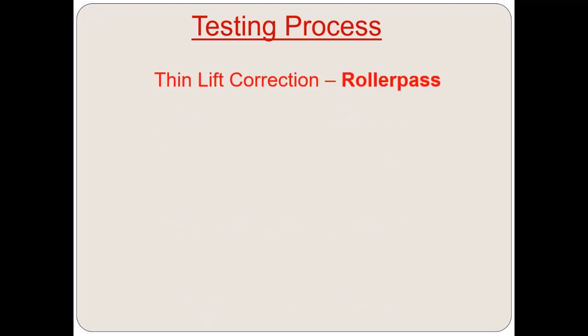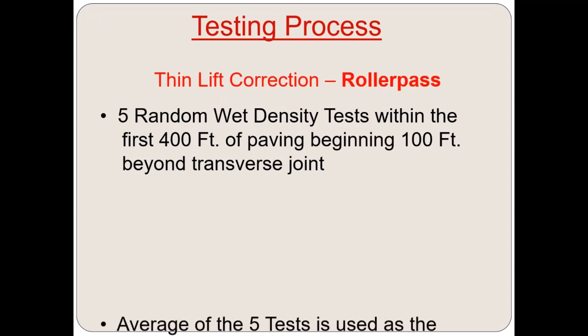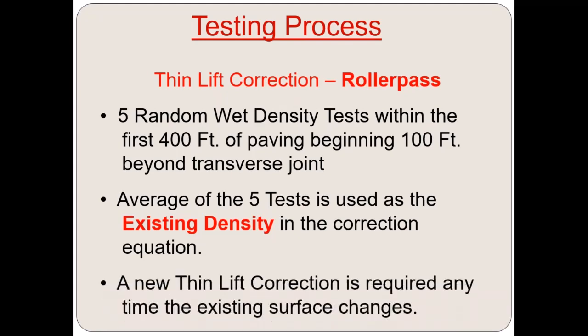For the roller pass, it's similar, but instead of 10 random wet density tests, we're taking 5 tests, and this is going to be in a 400 foot area instead of a 1,500 foot area. This 400 foot area begins 100 foot beyond the transverse joint. We're going to average these 5 tests, and these 5 tests will be used as the existing density in the correction equation. And again, a new thin lift correction is going to be required anytime the existing surface changes.